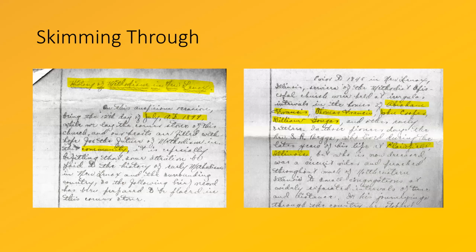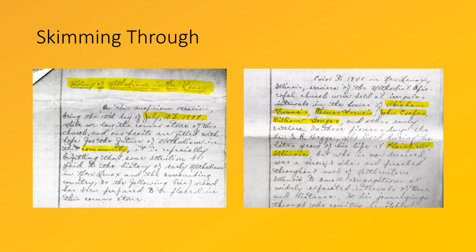My first step when facing a manuscript like this is to skim through it, paying attention to any words that jump out. At this point, I am not looking to read or decipher every word, but to familiarize myself with the style of handwriting. Here, I've highlighted some words that stood out to me during this first skim through. The title itself, the date, July AD 1899, community, the personal names, Abraham Francis, Thomas Francis, John Casper, and William Gauger, and the place name, Plainfield, Illinois.